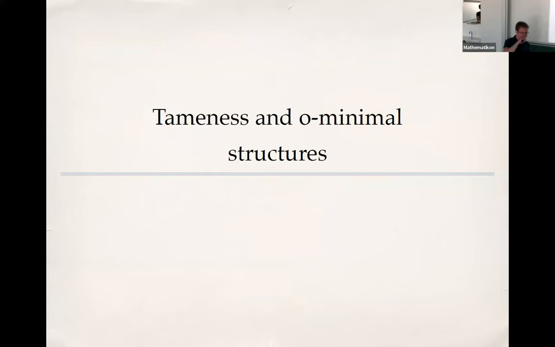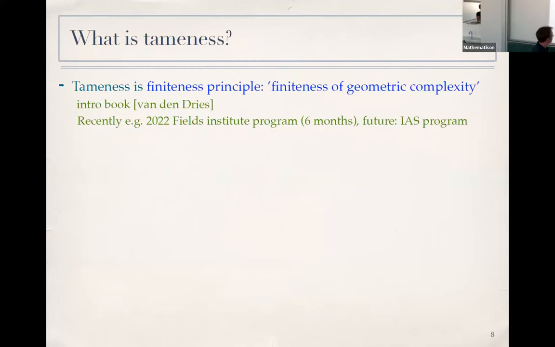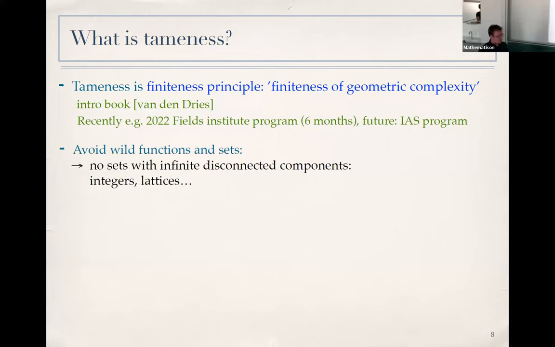Okay, now having given you some motivation for where the excitement came from, I should tell you more precisely what this tame geometry or tameness is. It's the theory of o-minimal structures. It is a generalized finiteness principle, and if you want, you could say it's a finiteness of geometric complexity. There is a nice introductory book by van den Dries, and there has been quite some activity in recent years. I mention here the Fields Institute program, and during my last visit it was mentioned there will be a whole program about o-minimality.